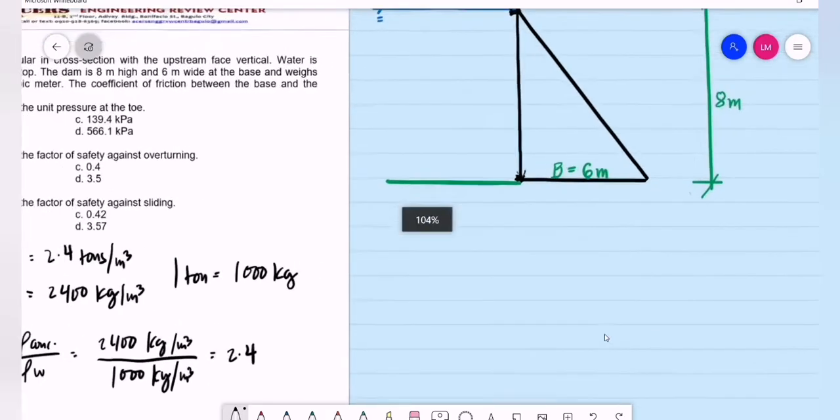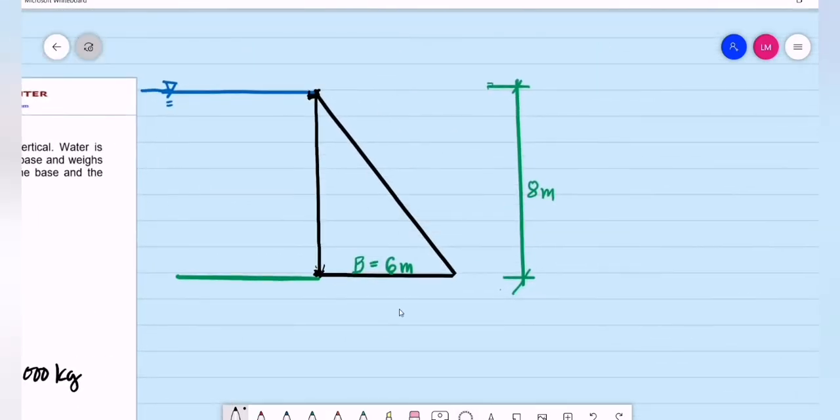So this is our dam. It is 6 meters wide at the base, 8 meters high. So the height of water is the same as the height of the dam. So what are the forces that we are going to consider? The first one is the weight of the dam. Since we don't have any other vertical force, that is our net vertical force Ry. How do we compute for the weight?